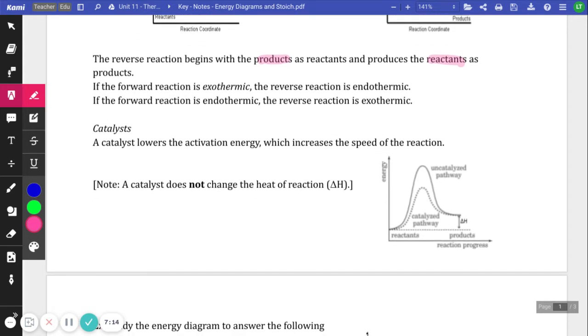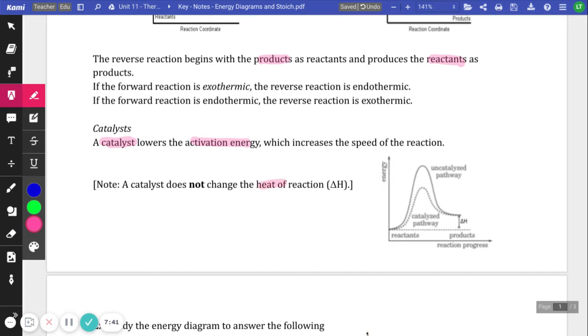And the last thing we're going to talk about with these energy diagrams before we move on to some practice is the activation energy. So remember, activation energy is the energy required for a reaction to start. We can lower that by adding a catalyst. A catalyst is going to lower the activation energy, and that will in turn increase the speed of the reaction.